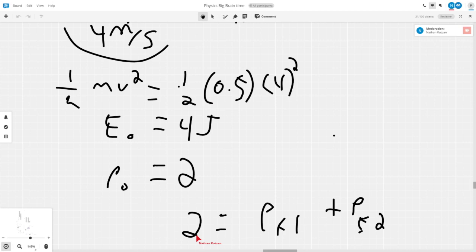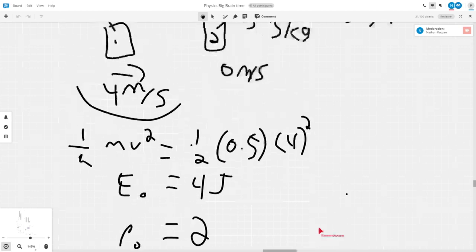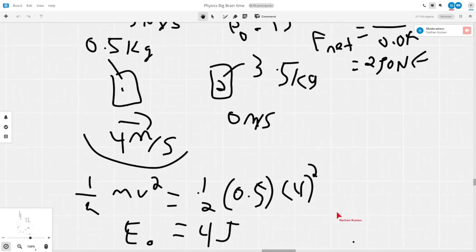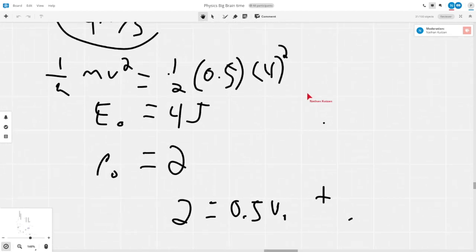And we're going to substitute that with the equations here. So the mass of the first one was 0.5 times v1, and the other one was, I believe, 3.5. Why would we not know v1? We don't know the final velocity after the collision. V1 in this case is referring to the final velocity. Oh, okay. So 3.5 times v2, which again refers to the final velocity.